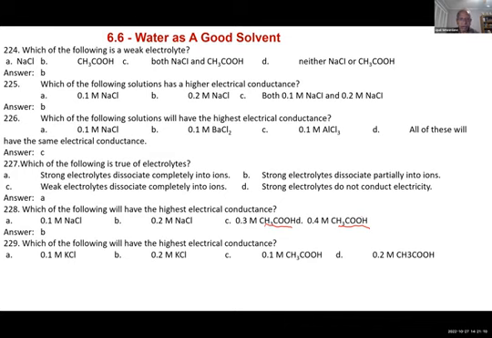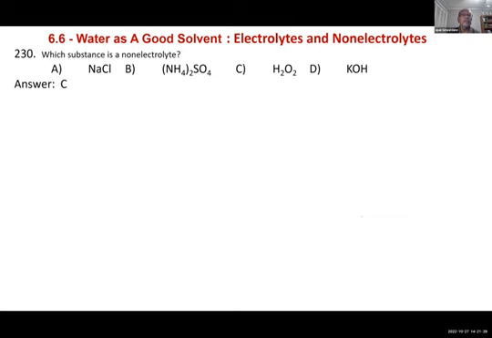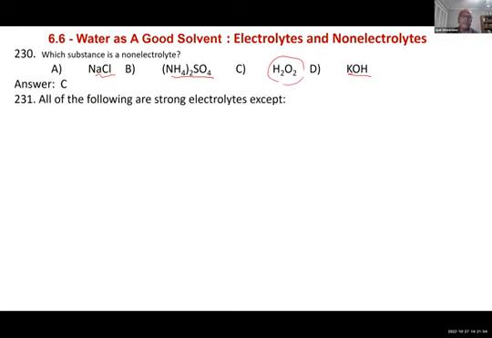There are other questions like that. Highest electrical conductance, that's the same problem. Potassium chloride is like sodium chloride, therefore the answer is B also. Which substance is a non-electrolyte? This breaks up into ions. This breaks up in water to ions. That breaks up. But this doesn't produce ions. Hydrogen peroxide breaks up to water and oxygen. They don't produce ions. Therefore, it's not an electrolyte.